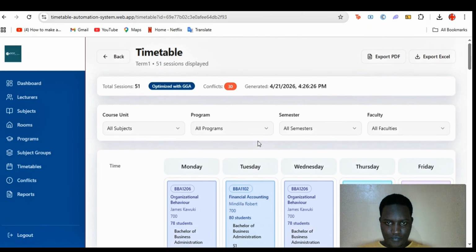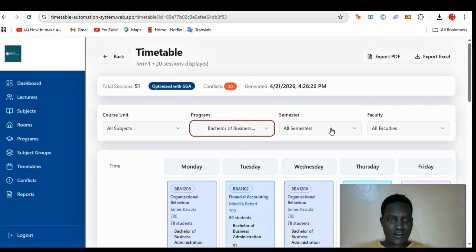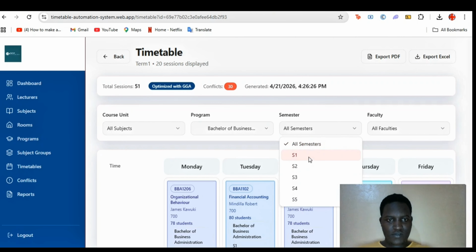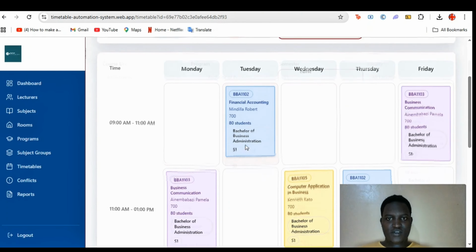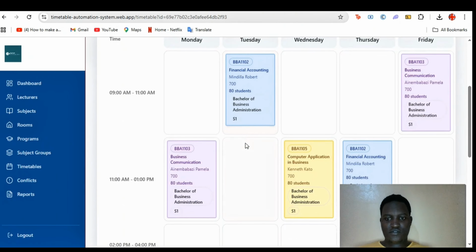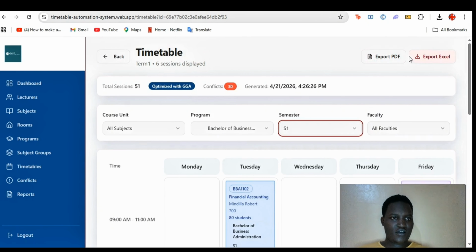Or you could come and filter. So let's say we just want a timetable for Bachelors of Business Administration, and we want one for semester one students. So this would give you a timetable specifically for business administration and for semester one students. And you could export this data into an Excel sheet. So you just come to export Excel, and then you just have to download this, and the data would ideally appear easily.